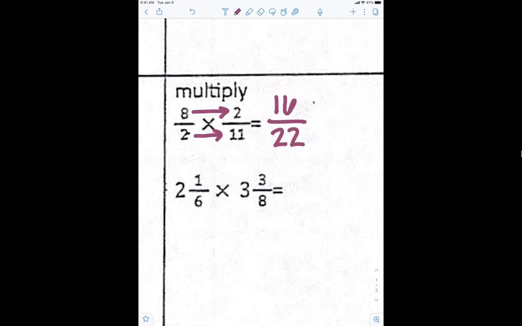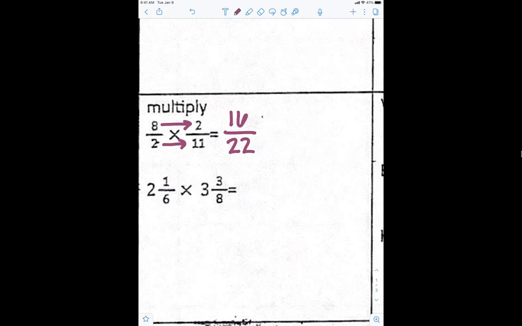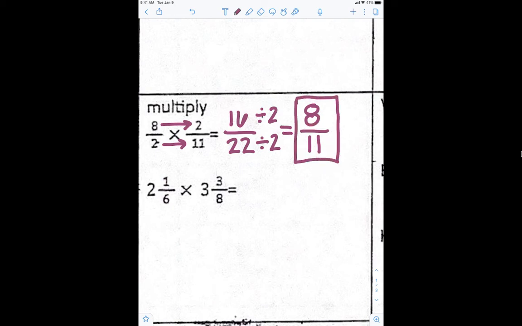Then I always check and see if I can simplify. So I'm going to see what I can simplify by. And I see they're both even, so I'm going to try dividing by 2. So I'm going to divide top and bottom by 2. 16 divided by 2 is 8. And 22 divided by 2 is 11. So 8 over 11. And I know I'm done because 11's prime and 11 can't fit into 8. So 8 elevenths.